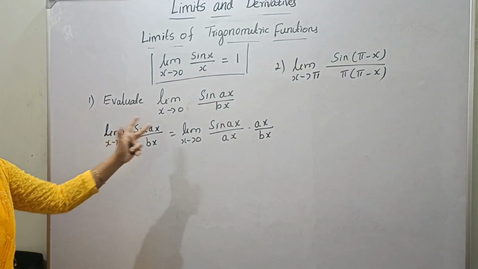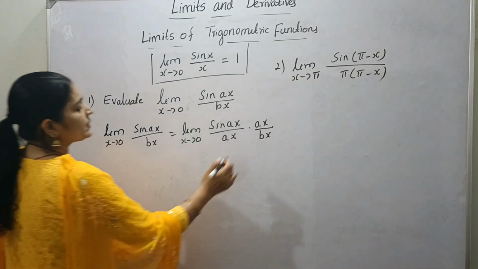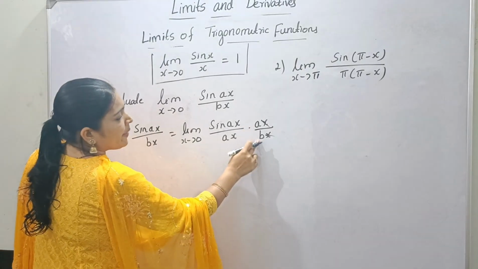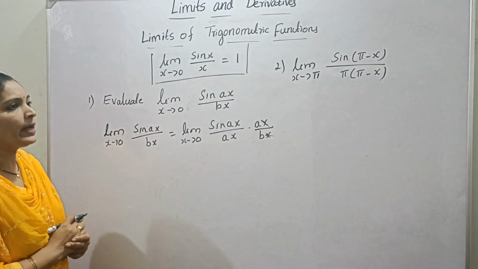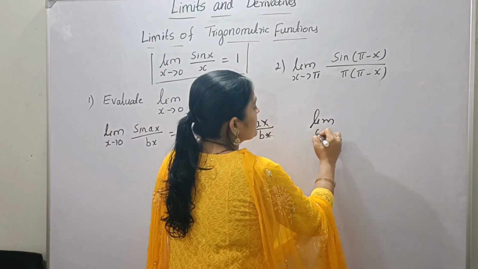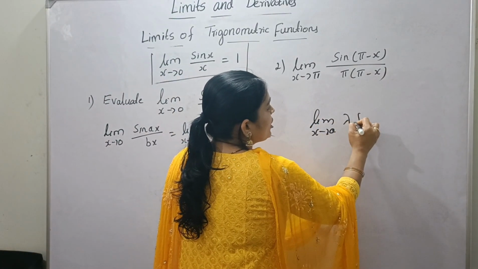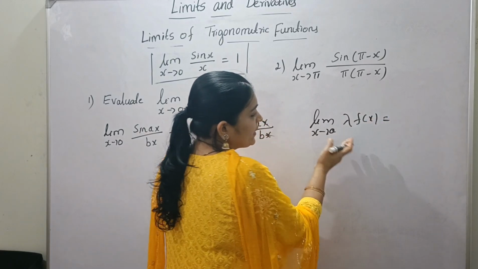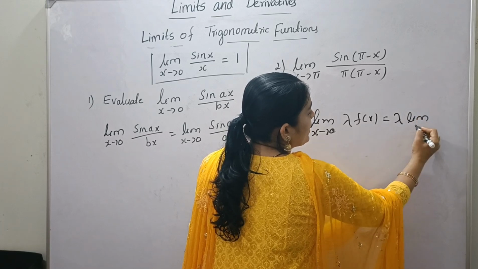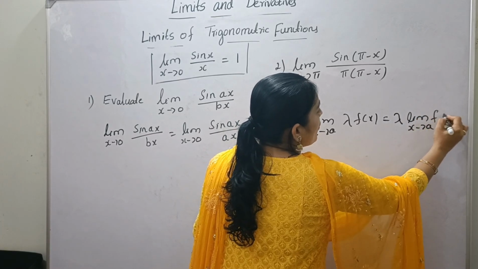Then now we can apply. Here we can write, this x will cancel, okay. Then this a by b is a constant, right? We know that in our algebra of limits, we have written this one: limit x tends to a of lambda into f of x is equal to lambda into limit x tends to a of f of x. We can take this constant lambda outside from the limit.